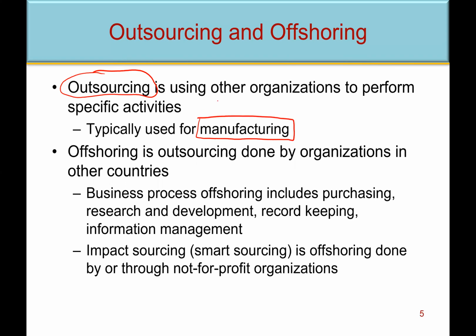Offshoring is outsourcing done by organizations in other countries. So outsourcing done in another country, that's what we call offshoring. Business process offshoring includes purchasing, research and development, record keeping, and information management. Impact sourcing is offshoring done by or through non-profit organizations.